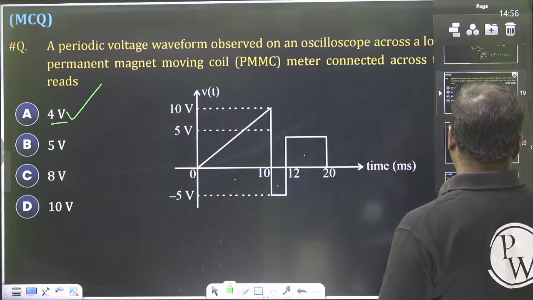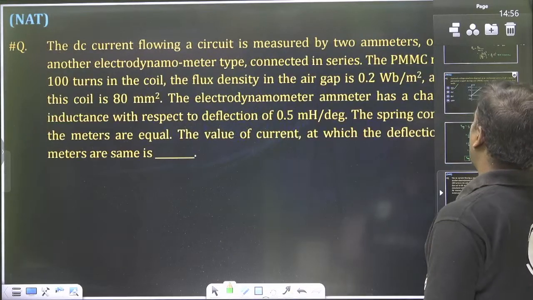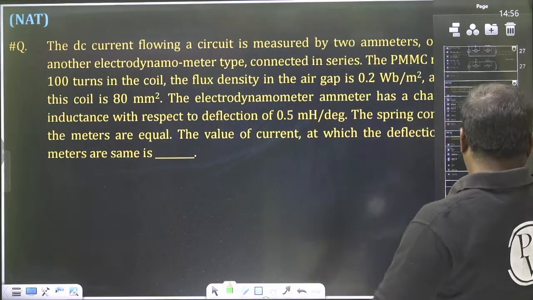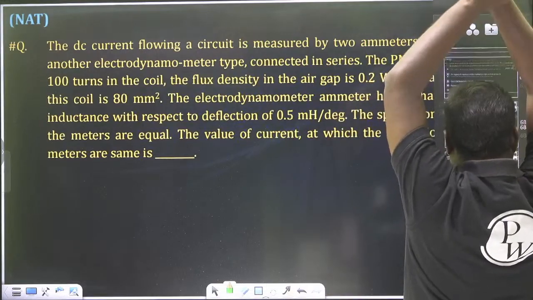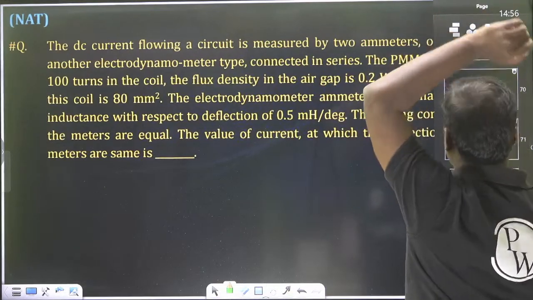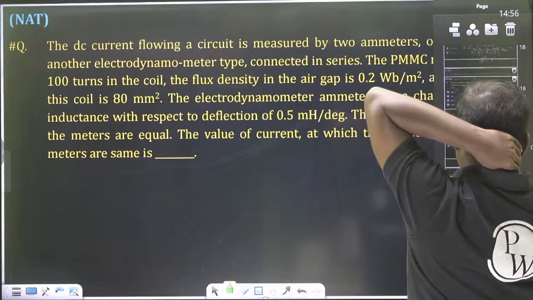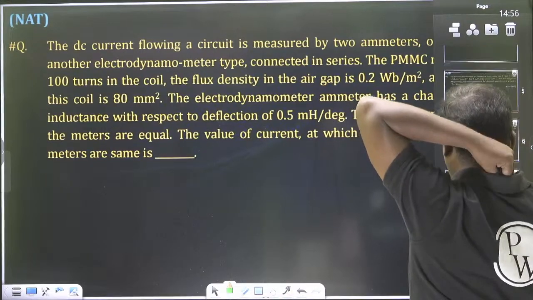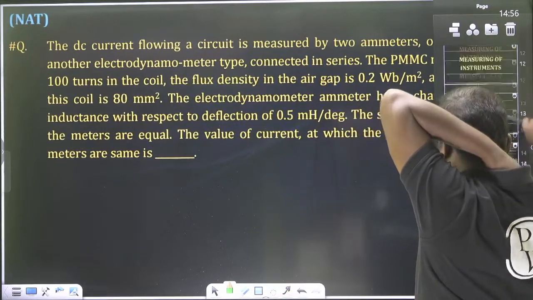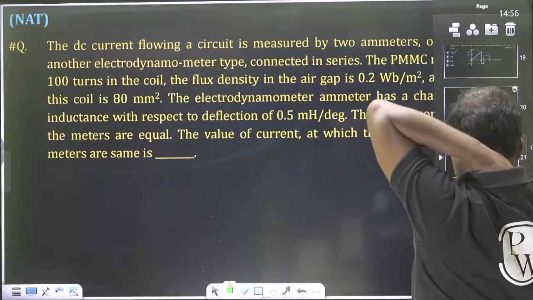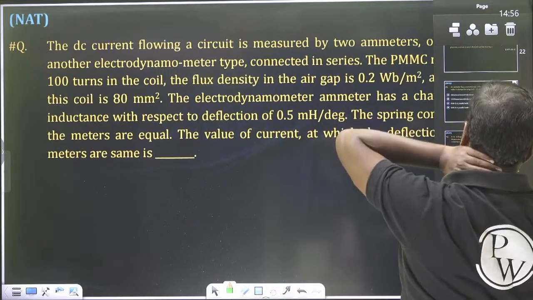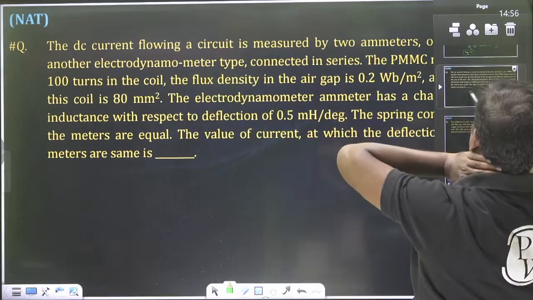Try to answer this question. GATE 2014 question. Try to answer this question.